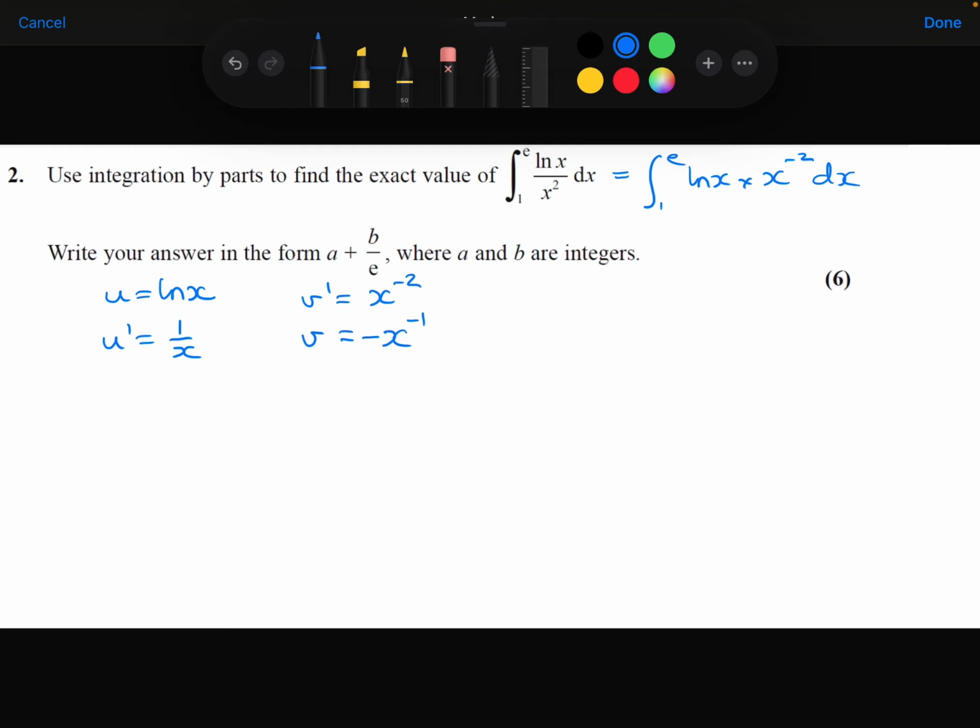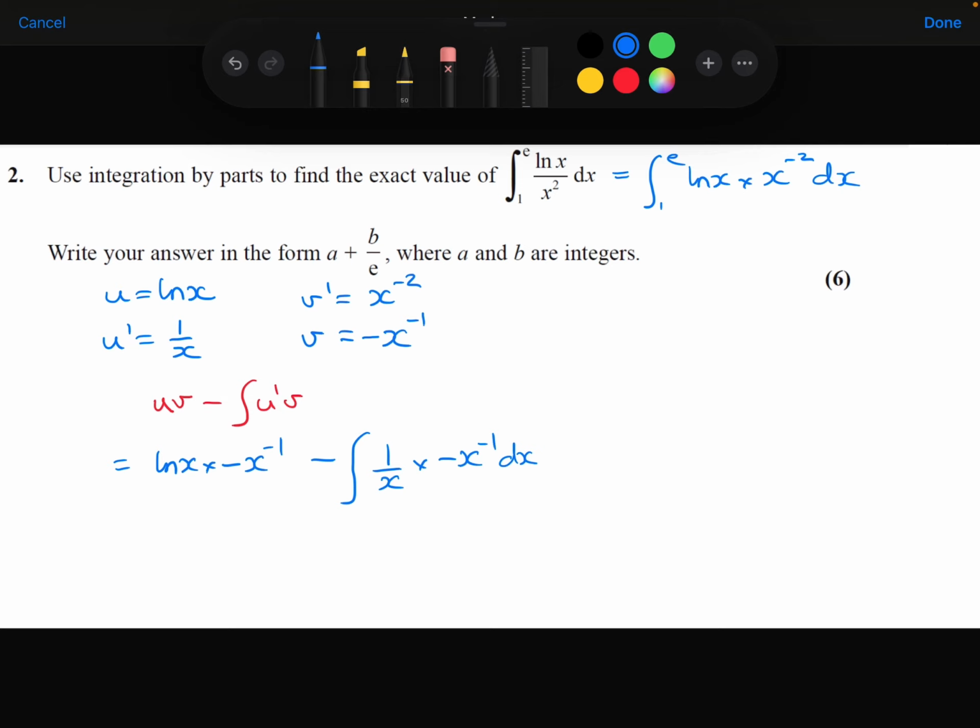Applying integration by parts now then. Remember the formula for integration by parts, which you do get given, is uv minus the integral of u dash times v. So, for me, this is going to be ln x multiplied by minus x to the power minus 1, that's my uv, minus the integral of u dash times v with respect to x.